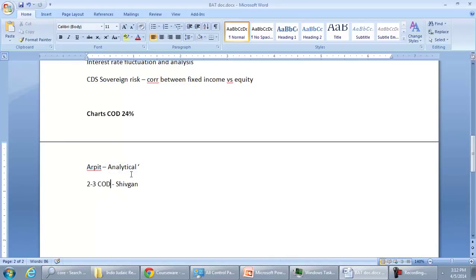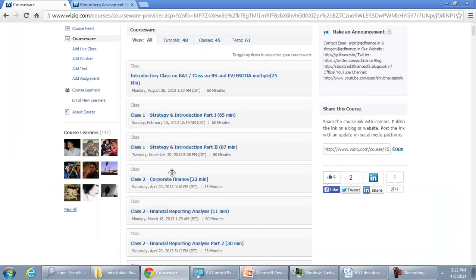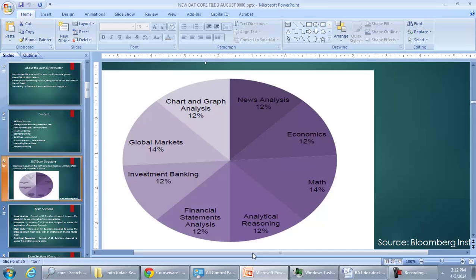And if you get the analytical and the maths class with Arpit, then again you can get a lot of things there. So this is about how to strategize your preparation and how to link the courseware with the exam syllabus.